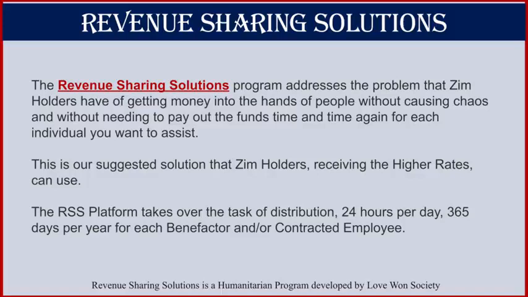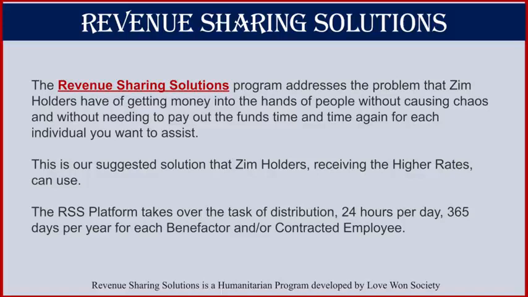Now, this is our suggested solution that Zim holders receiving the higher rates can use. Again, there's that obligation and it's a contract, but we want people to ask for the higher rates so that they can be a part of this whole program of getting money out into the hands of the people in an organized way. And so I believe this is a great service for humanitarians who are trying to get money out to people. They can sign up as a benefactor and go from there and do all of the projects that they want to do on their own, but they're getting money into the hands of the people.